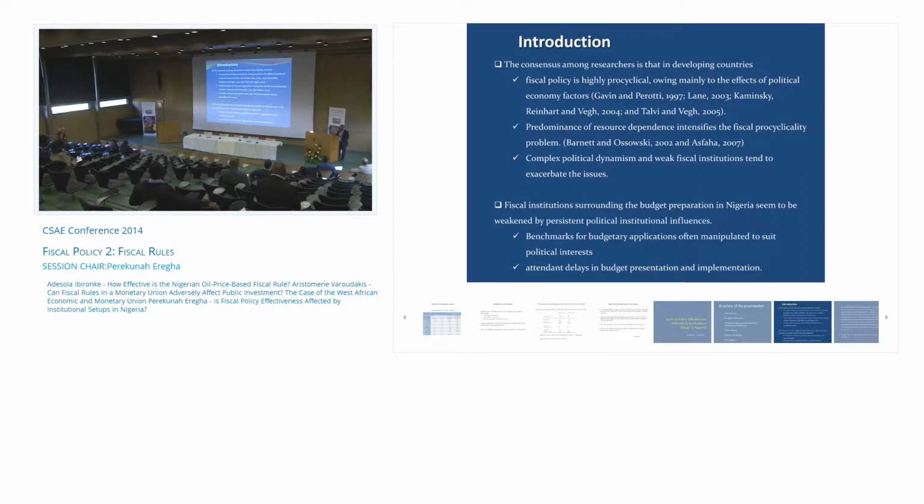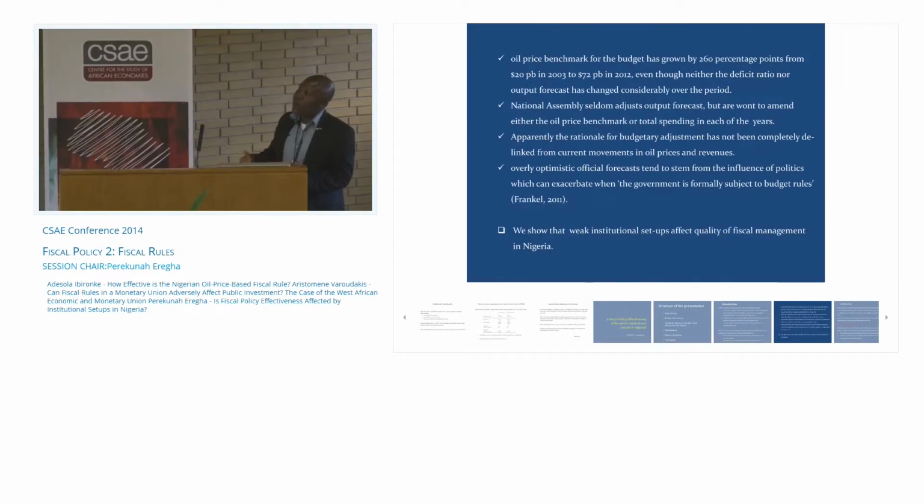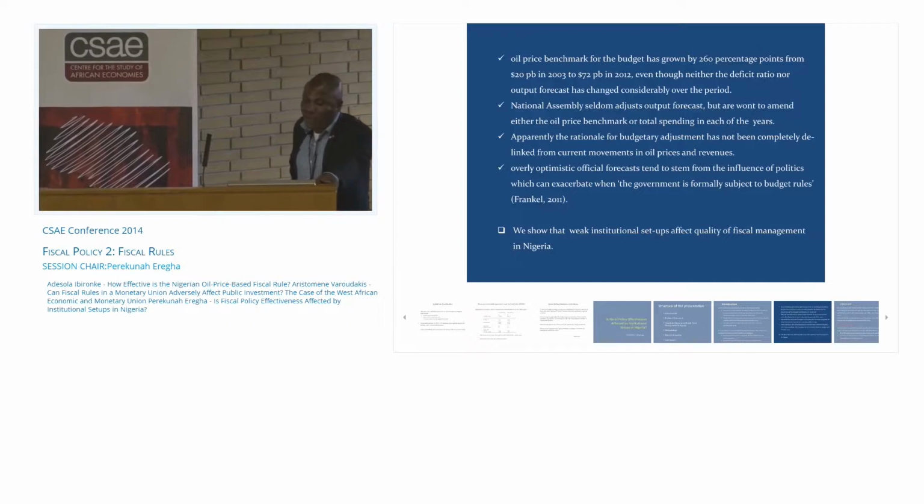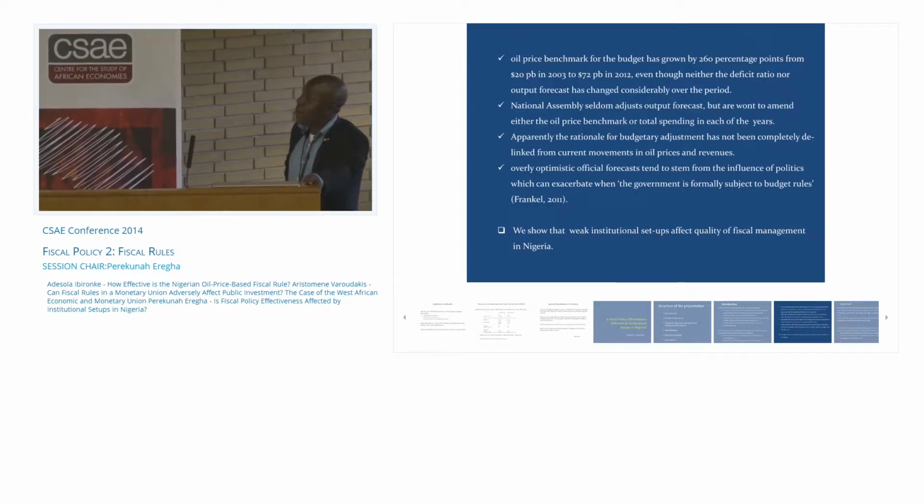I think that was what my brother was presenting in the first place. As a result of that, when a democratic government came into place in 2003, the budget was prepared based on $20 per barrel. But as of 2012, it was $72 per barrel, and that is almost a 260% increase.